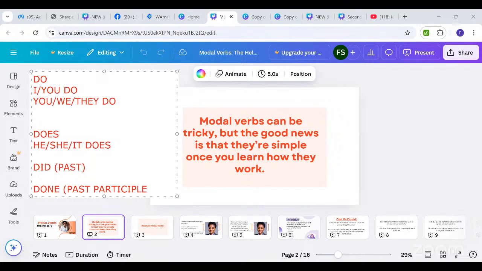And then we have the last form, which is doing. And that is the ing form, present participle. I am doing, you are doing, we are doing, they are doing.